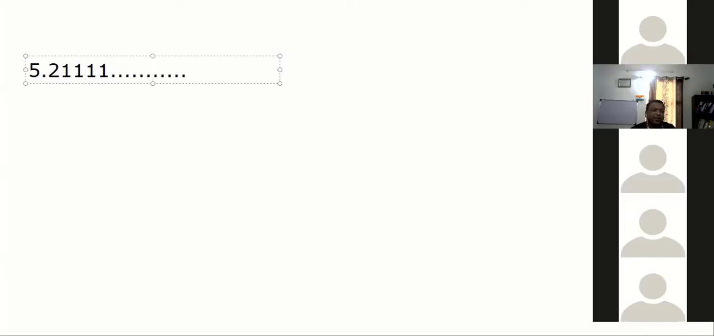5.21111... Solve, everybody, and convert into fraction. First, tell me whether it is possible to convert this or not. Is it rational or irrational? Tell me, everyone. Slesha says rational. Rational. Solve it, everybody, now. If it is rational, make it fraction. Good, Gauri. So everybody write the answer now.